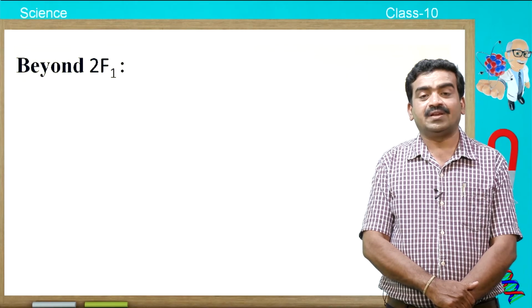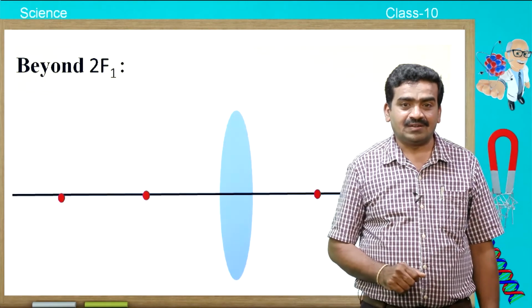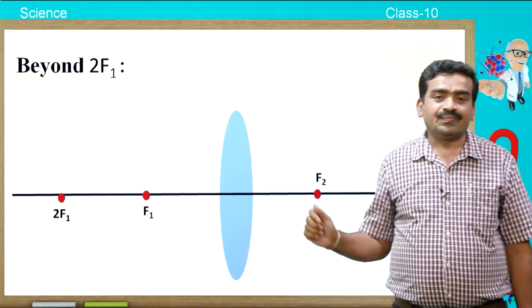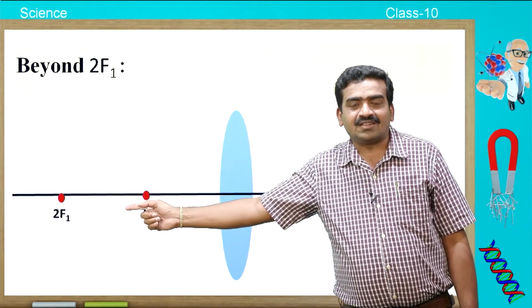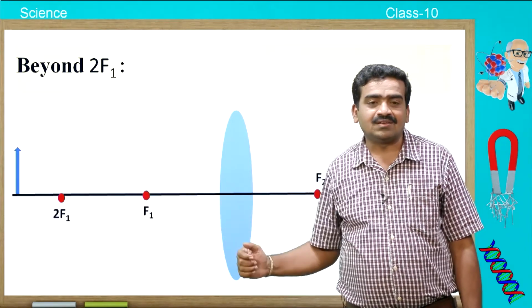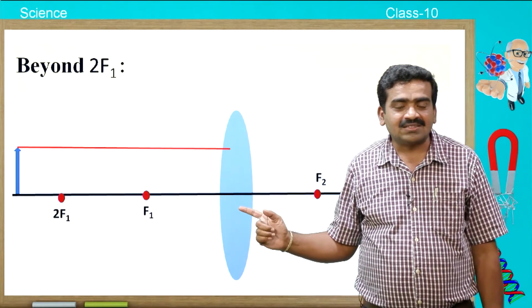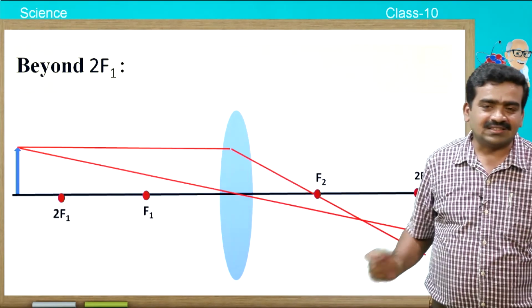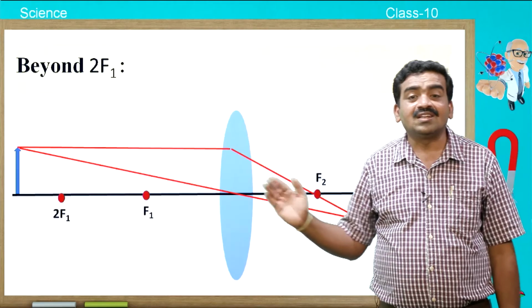Now, come to the next position, that is beyond 2F1. If the object is placed beyond 2F1, here F1 and 2F1 you are seeing there. If the object is placed beyond 2F1, the ray of light which travels parallel to the principal axis, after refraction like this, the image is formed between F2 and 2F2 on the other side of the lens.